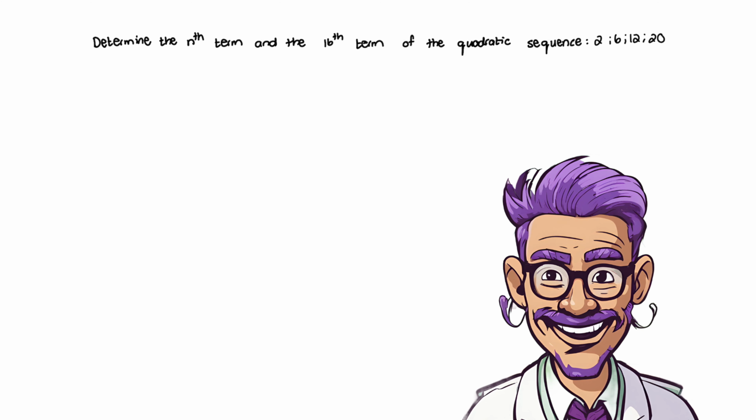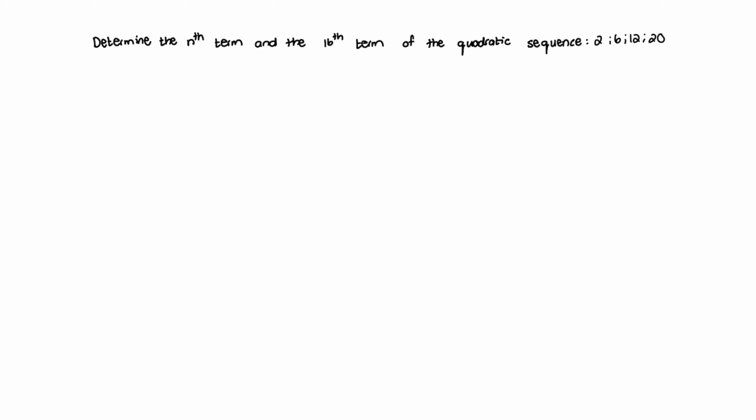Welcome to Mathenatic. We are busy revising content for paper 1, and in this video we will determine the nth term and the 16th term of the quadratic sequence of 2, 6, 12 and 20. So let's consider the pattern of 2, 6, 12 and 20.